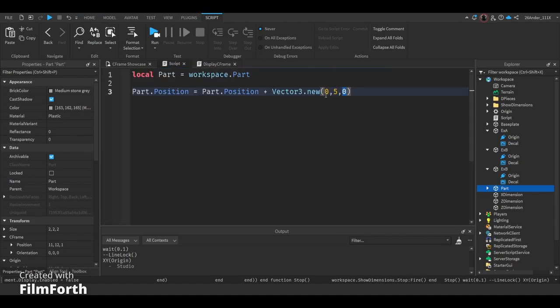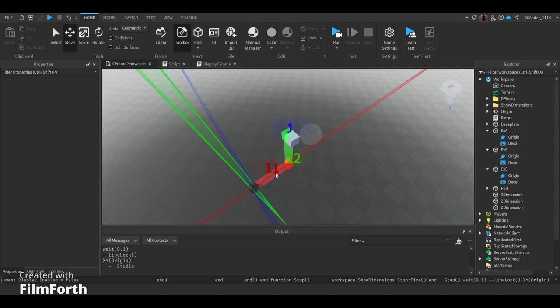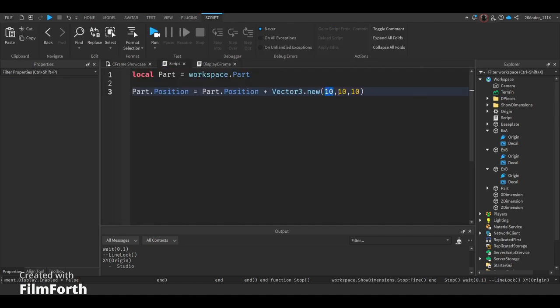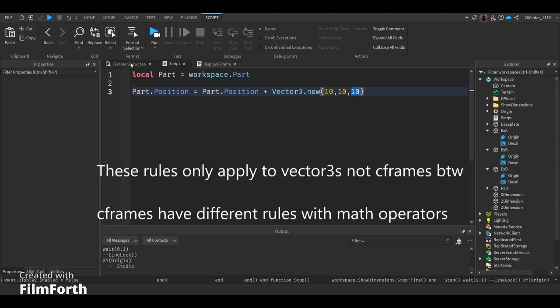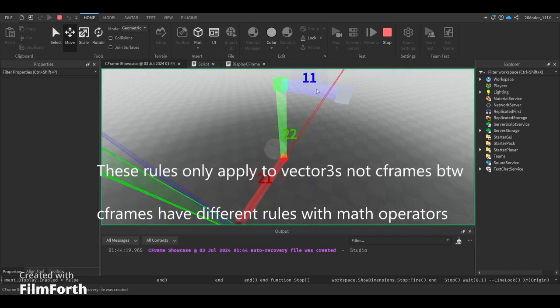Let's do a more complicated example just to show. So let's add each dimension by 10, and what this would do is add 10 to each component. Adds 10 to the X component, adds 10 to the Y component, adds 10 to the Z component. Play. As you can see, adds 10 to each.